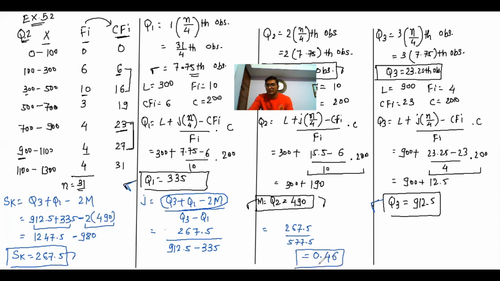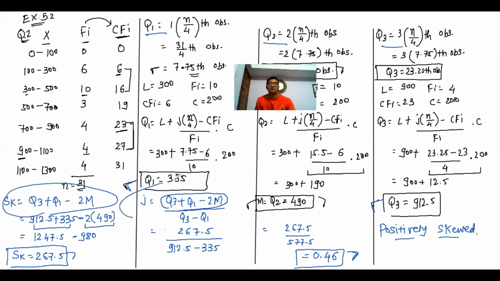The answer is positive, and if they ask the type of skewness, we can say that it is positively skewed. If they ask which type of skewness, and here the answer is positive for skewness, so we have to write it is positively skewed. Got it? So this is a very simple sum, where we have to find Q1, Q2 and Q3, and use two very simple formulas for skewness and coefficient of skewness.